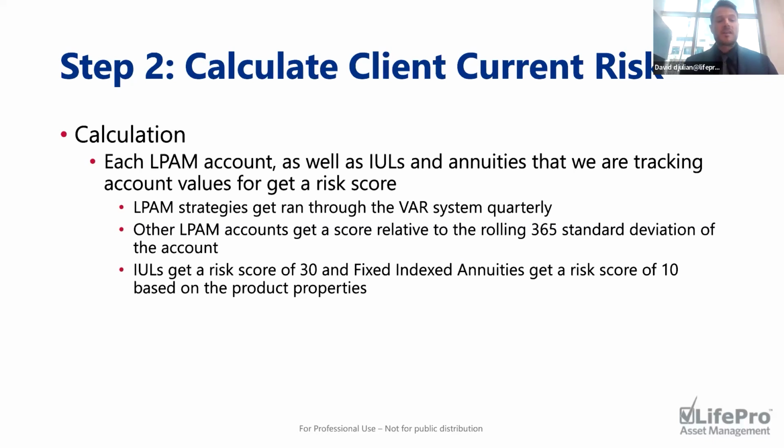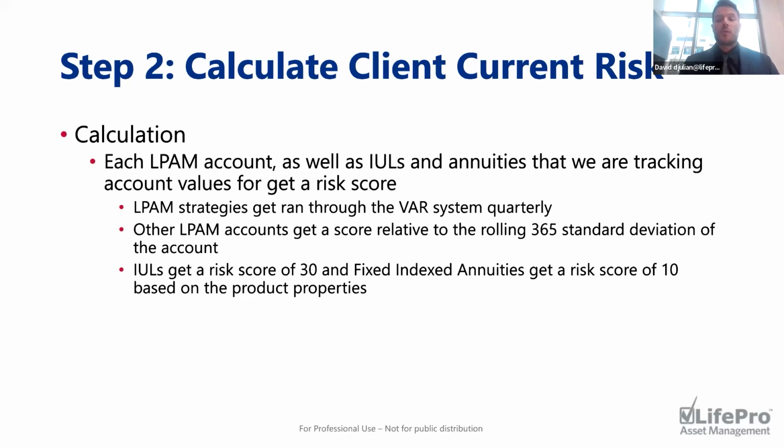So the IULs get a risk score of 30 and fixed indexed annuities get a risk score of 10. Again, we use those for the calculations and it uses all of those accounts and gets one number for the entire household. One thing to note here is if there's an IUL or an annuity where we don't have an up-to-date account value, currently it won't use it in the calculations.